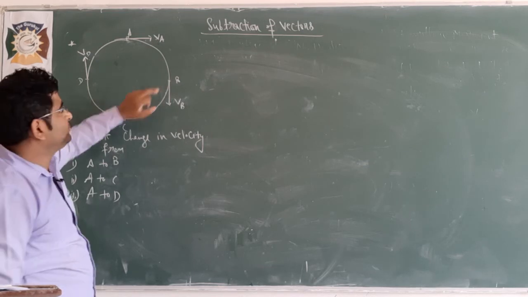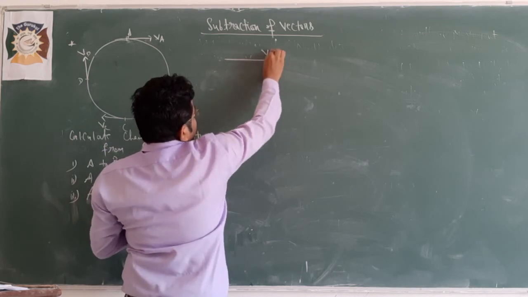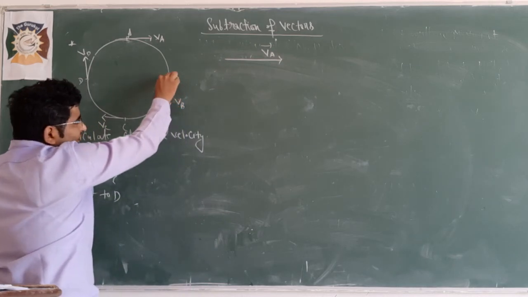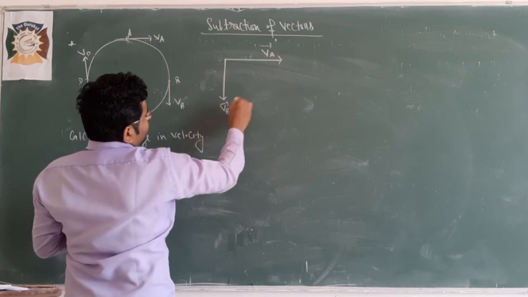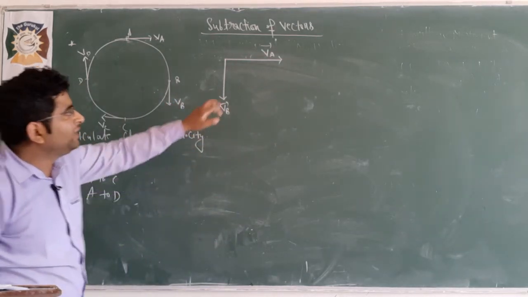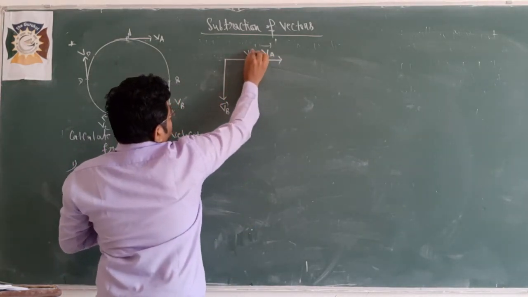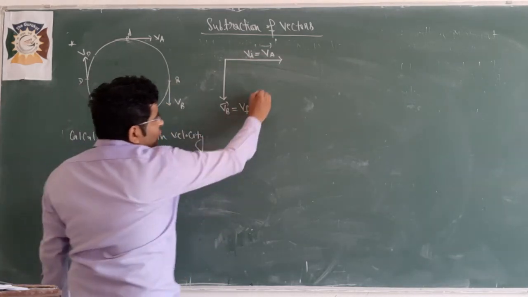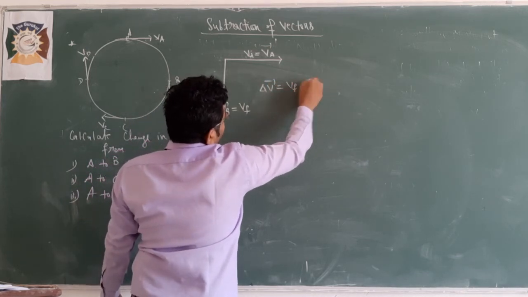Clear? So beta, when the object goes from point A to B, you have to calculate the change in velocity. So where is the initial vector? In plus x. It is VA. Second, where is the final vector? Down in minus y. It is VB. Clear? So beta, what you have to calculate is the change in velocity here. It is initial and it is final. Clear? So beta, change in velocity is equal to Vf minus Vi.